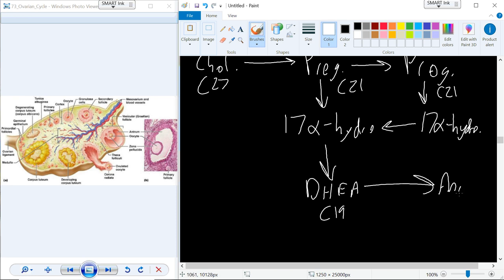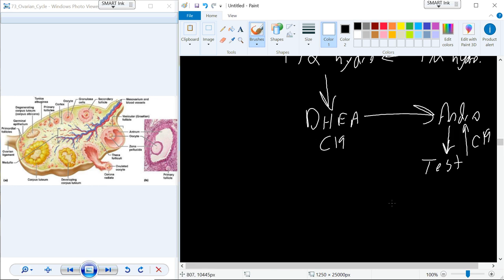DHEA can be converted over to androstenedione. So DHEA is irreversibly converted over to androstenedione. Then we have a reversible reaction here, or production of testosterone. That's still C19. The testosterone can either be converted to dihydrotestosterone or to an 18-carbon estrogen molecule. This is androstenedione.